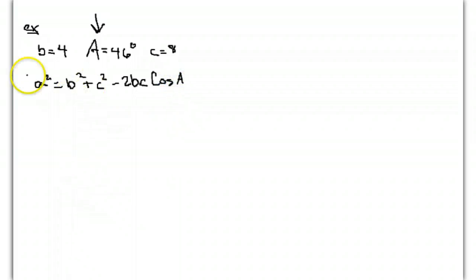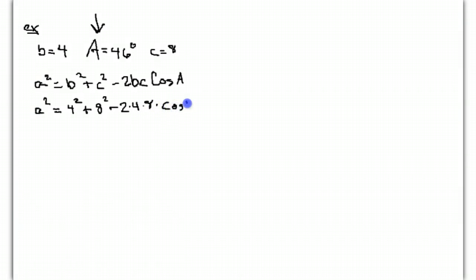And so plugging all this stuff in, you're going to have a squared equal to, what is b? B is 4, so it's going to be equal to 4 squared plus 8 squared, because c is 8, minus 2 times 4 times 8 times the cosine of 46. So questions on that? This is an 8 right here. Make sure I write it. So everybody see that? So if you got your calculator, you can put all of this in your calculator just as you see it.